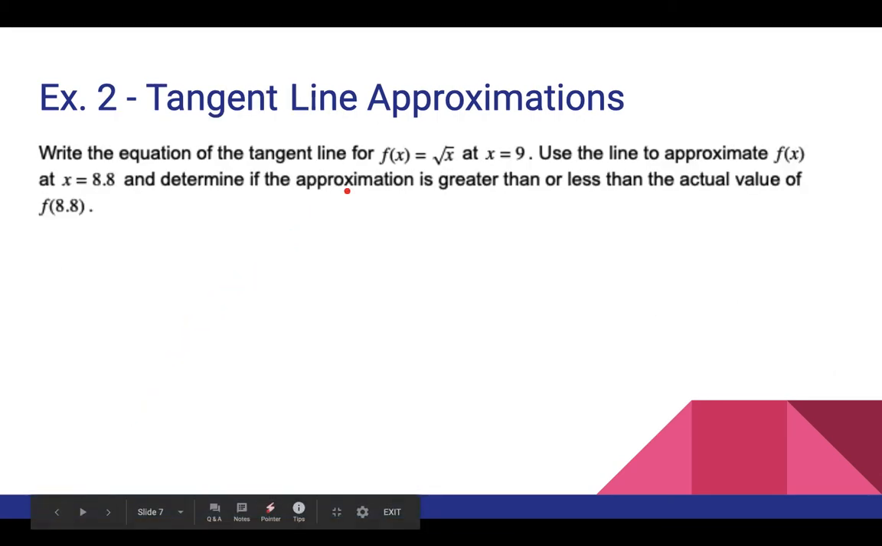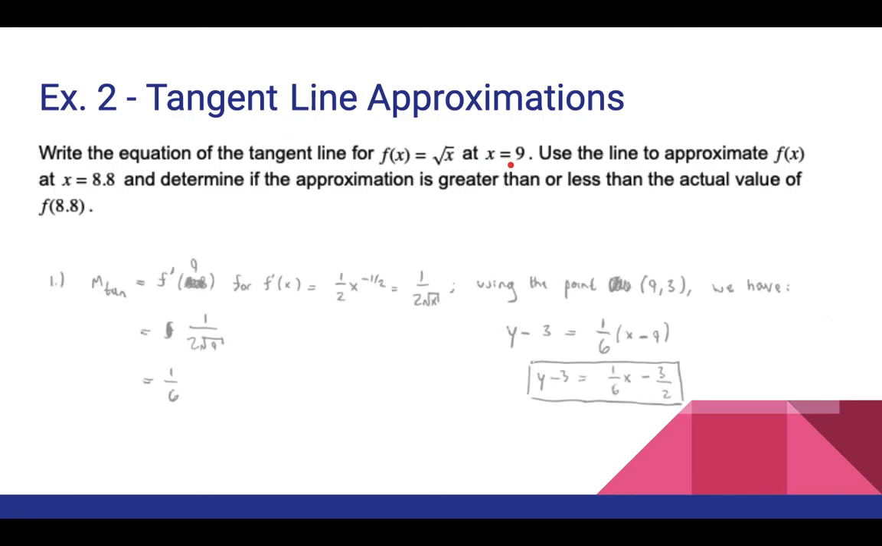Write the equation of the tangent line for f of x equals square root of x. Now we're going to do the same thing in reverse, and apply it at x equals 9. We take the first derivative, which is 1/2 x to the negative 1/2, and evaluate it at x equals 9. So we get 1 over 2 square root of 9, which equals 1/6.